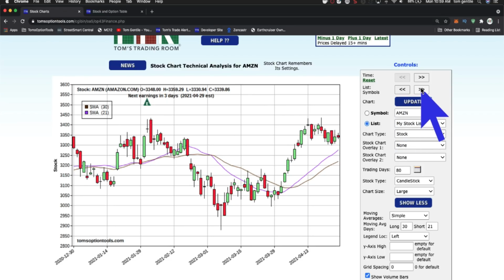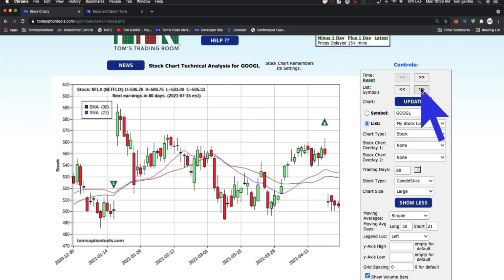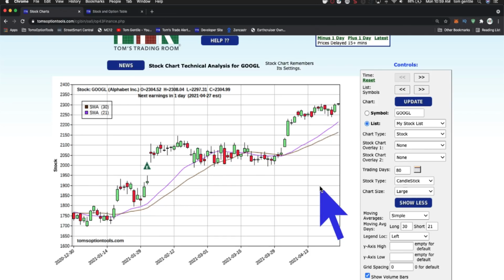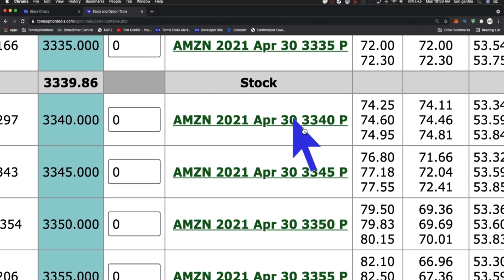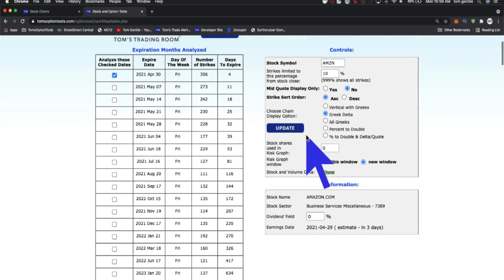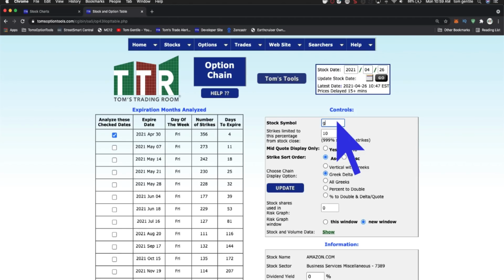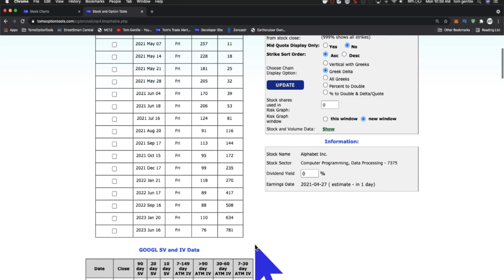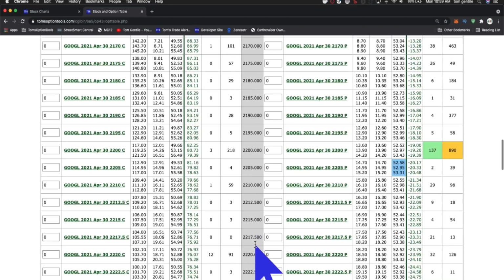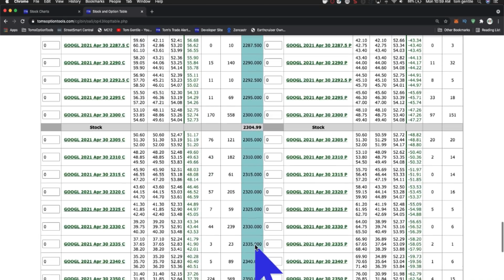Netflix has already reported, so our last FANG stock of this video is going to be Google. Google's trading just north of 2,300. Back to the option tables, and then we're going to go ahead and pump in GOOGL for Google. Let's update the Google chart. Let's take a look at what Google's at-the-money options are telling us. And if we come down to where the stock price is, there we go.